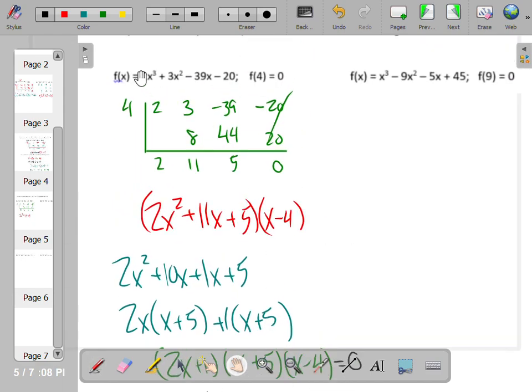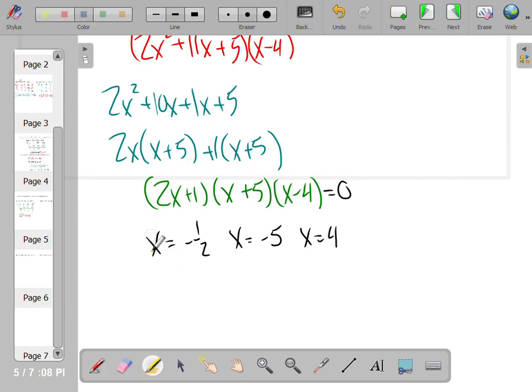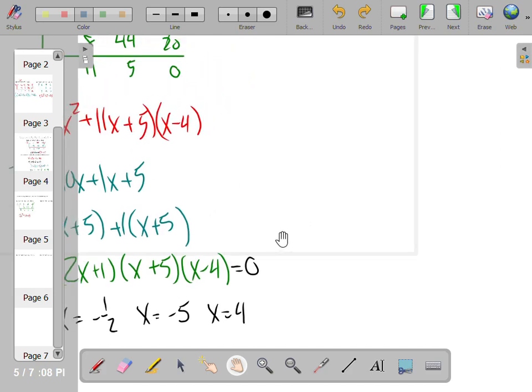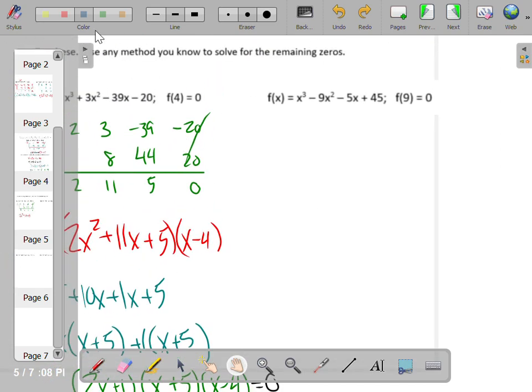You can graph it to check it. If you graph this original polynomial on Desmos, you will see its x-intercepts are at negative 1 half, negative 5, and positive 4. One more, and then I'll let you guys do the last couple. We're going to plug in 9, and we're going to get 0. That's what f of 9 equals 0 means. So I'm going to plug in 9, I better get 0.